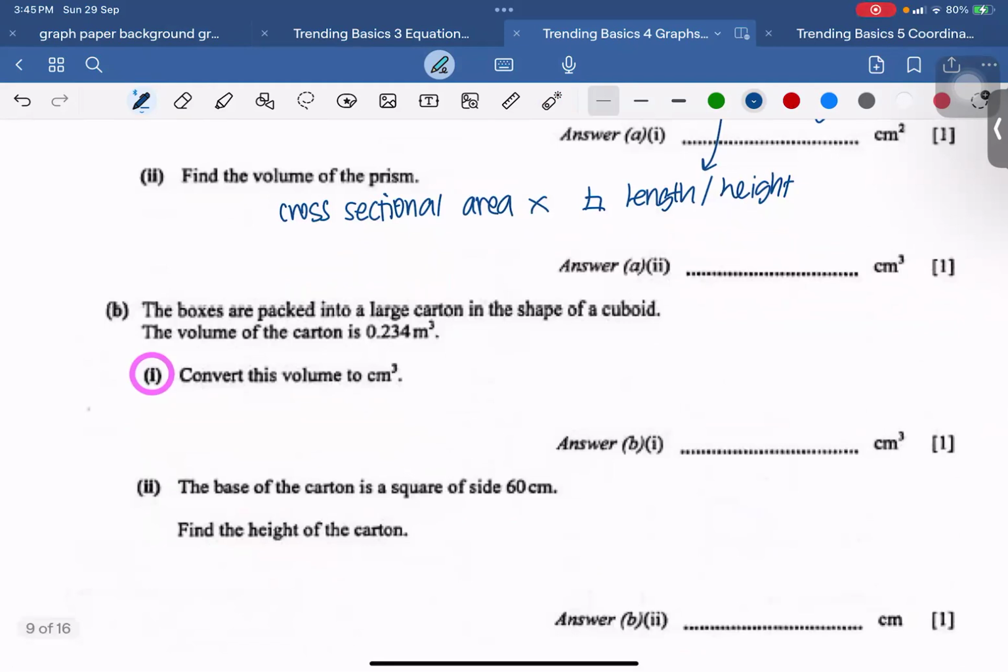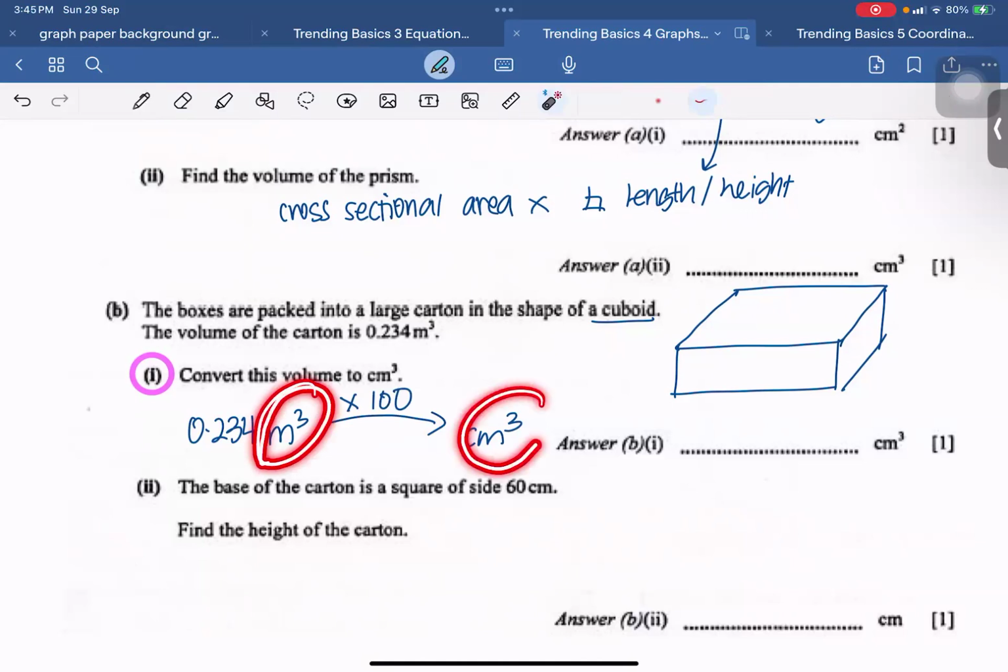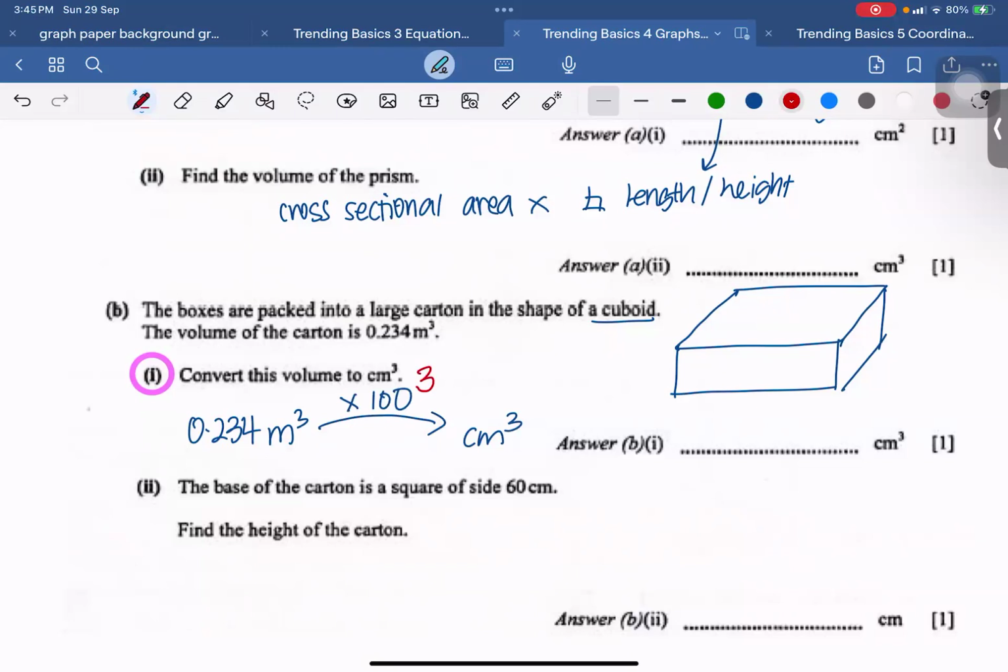The boxes are packed into a carton in the shape of a cuboid. What is a cuboid? A cuboid is a rectangular prism: length, base, and height. Convert this volume to cm cube. So this is from 0.234 meter cube to cm cube. If I want to convert to cm cube, meter to cm is times 100. But this is meter cube to cm cube, so what do I need to multiply? Cube. Yes, it will be 100 cube. Then you can get your answer. So you take 0.234 times 100 cube, and this one will be the answer.